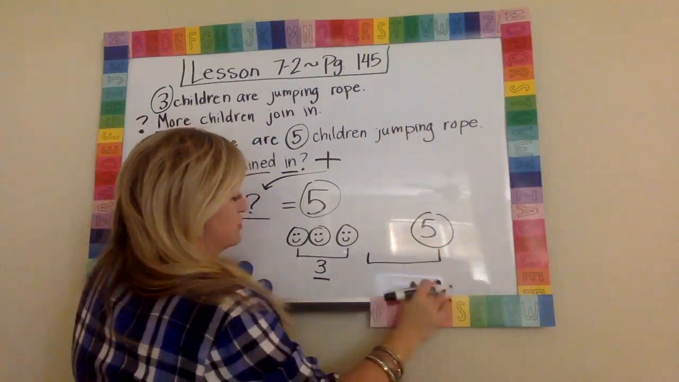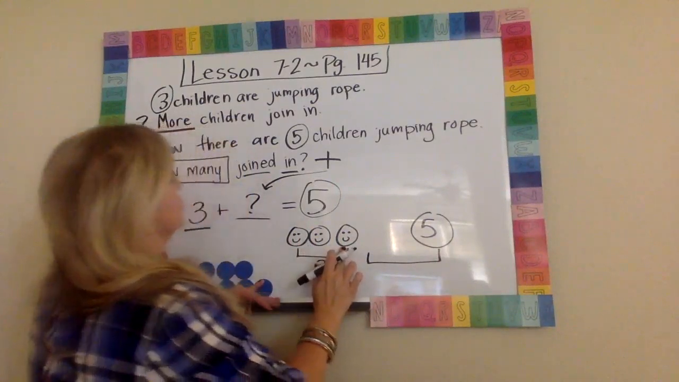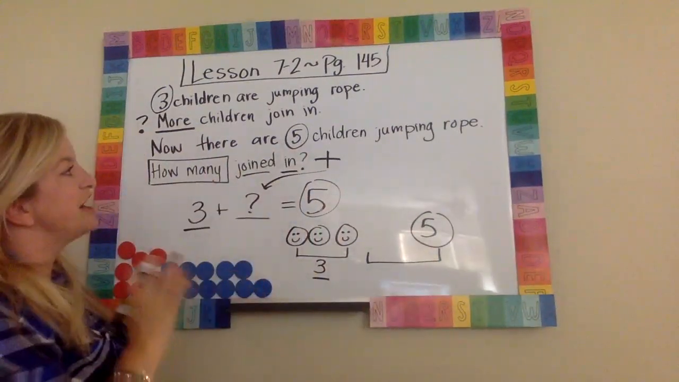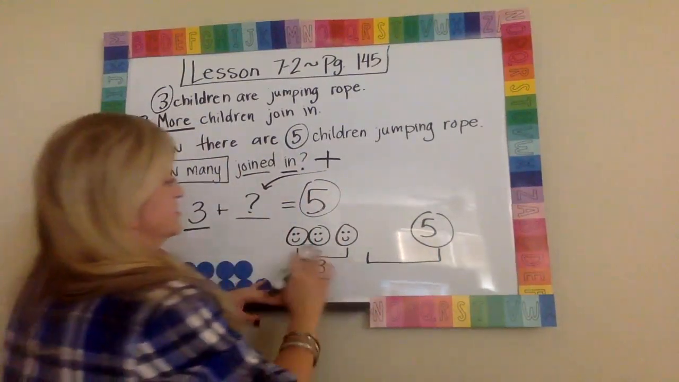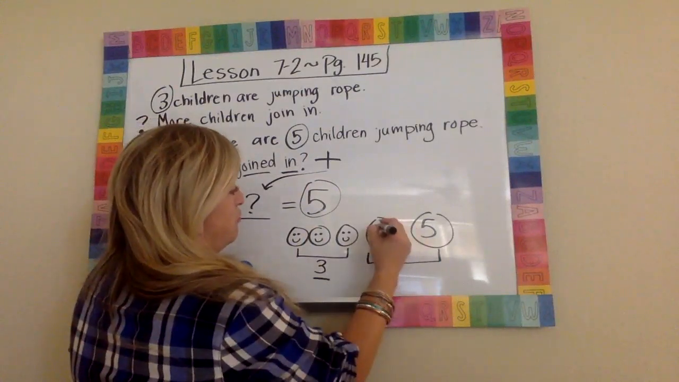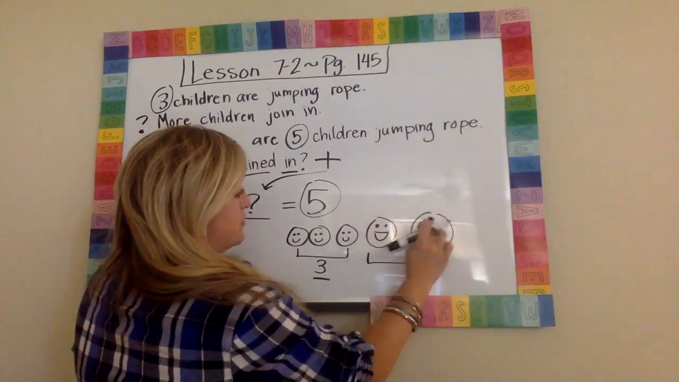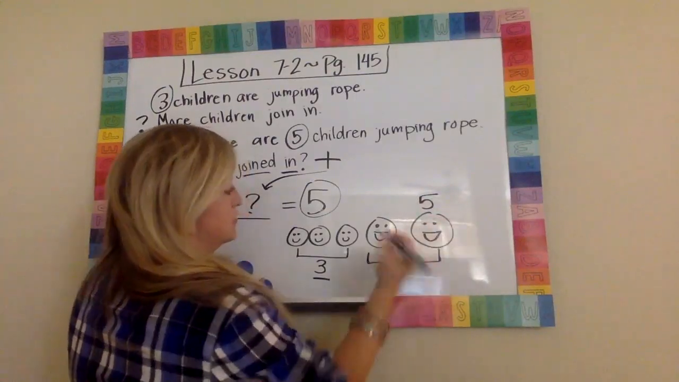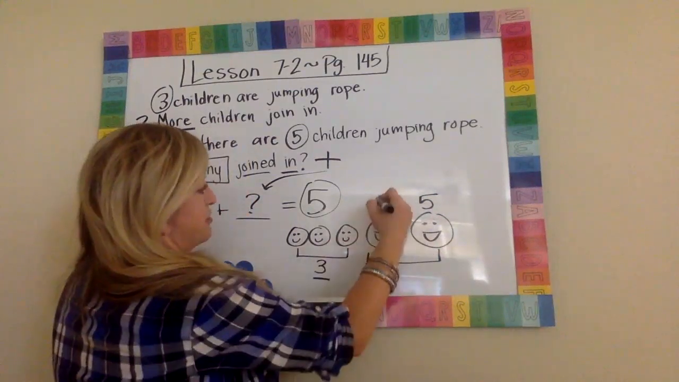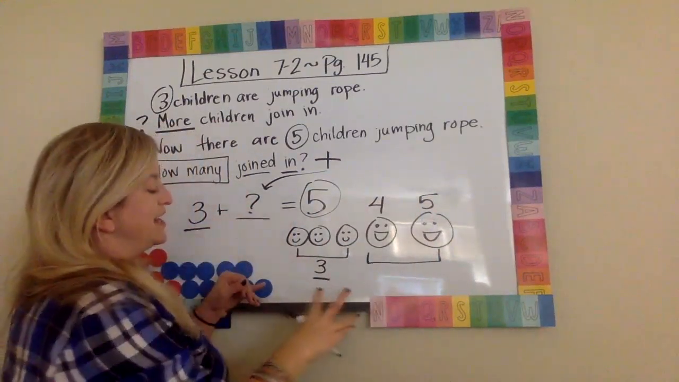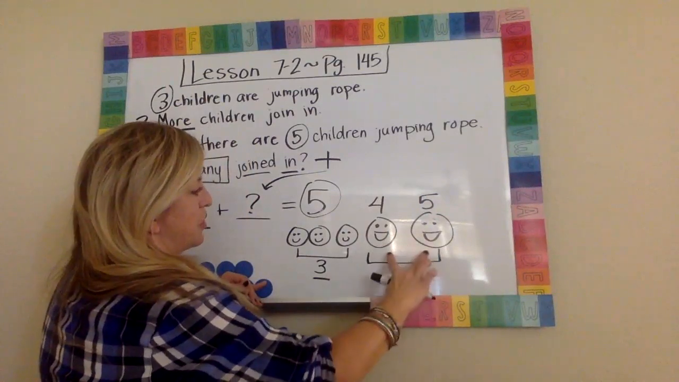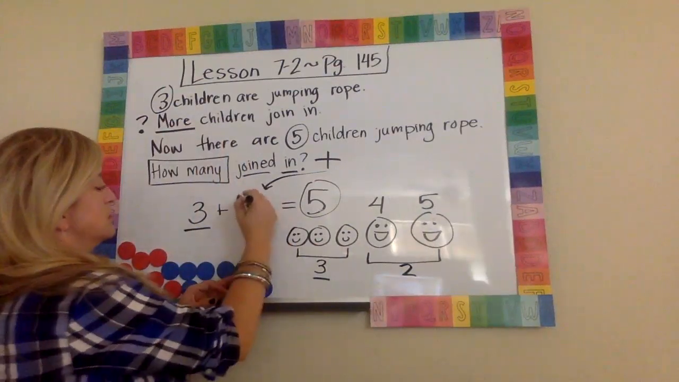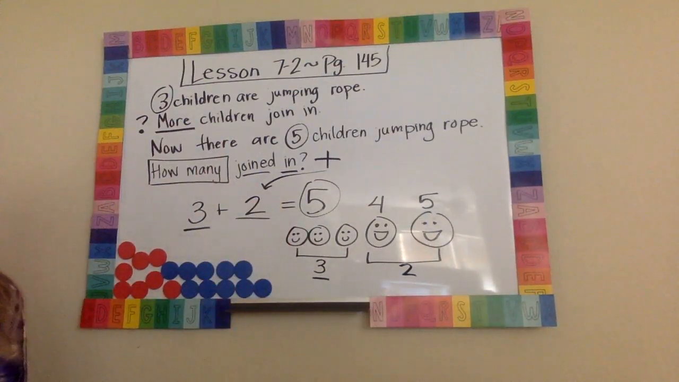Now I need to count on. Some more join in. I'm going to count on from 3 until I get to 5 because there's 5 total. There's only 5 kids. 3, 4, and this is my 5th kid. Okay, now I know this is my 4th kid, but I need to know how many there are. There are 1, 2 kids that joined in. So now I know 2 kids joined in.